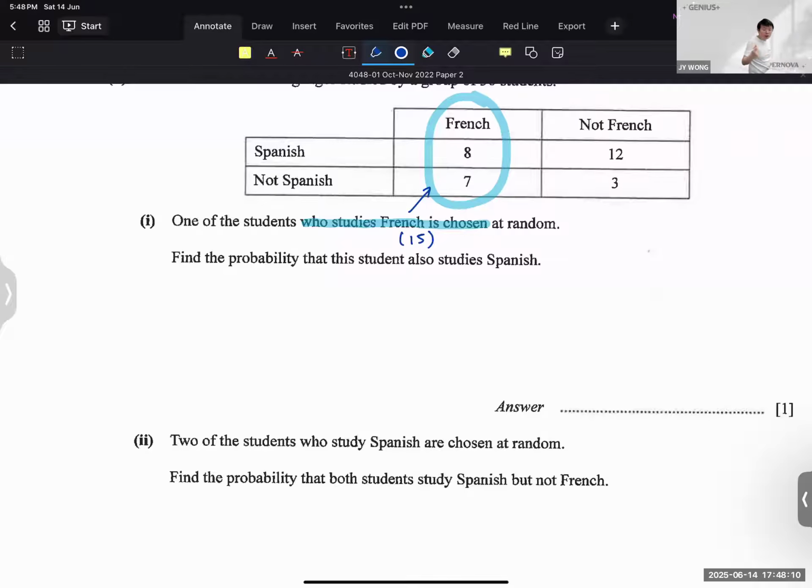So find the probability that this student also studies Spanish. It is the intersection here, right? So it's this. And therefore P(French and Spanish) is 8 out of 15. So the mistake that many students make is they give me things like 8 out of 30. Wrong. Because I say who studies French. That means I'm only choosing from among the students who study French. There are only 15 of them. So your interpretation of the question here must be correct.